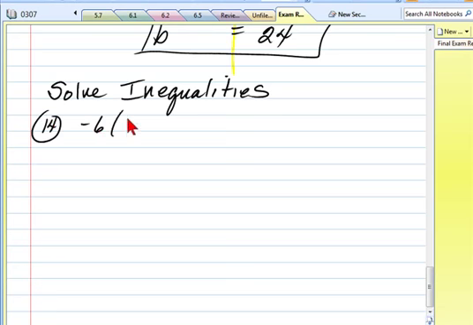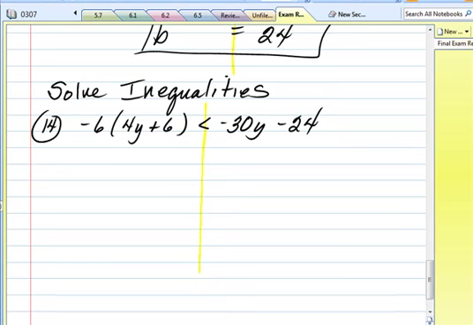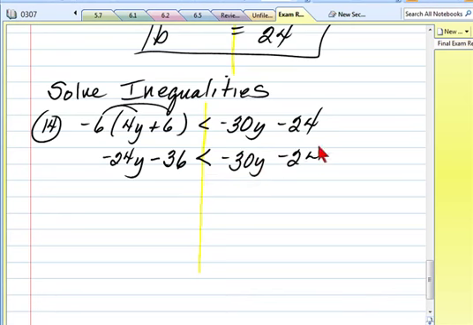I have negative 6, parentheses, 4y plus 6, close parentheses, less than negative 30y minus 24. My barrier still exists, but it exists where the inequality symbol is. All right, I'm going to simplify on the left, distributive property. That gives me negative 24y, and negative 6 times positive 6 gives me negative 36. Keep my less than symbol, negative 30y minus 24. Now I have variables on both sides of the inequality. I choose to add 30y to both sides.